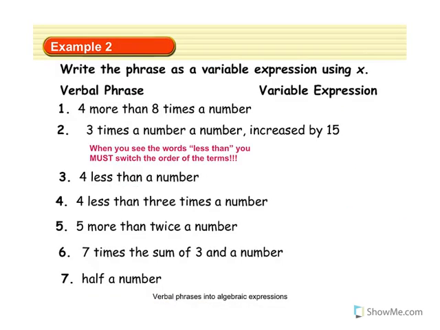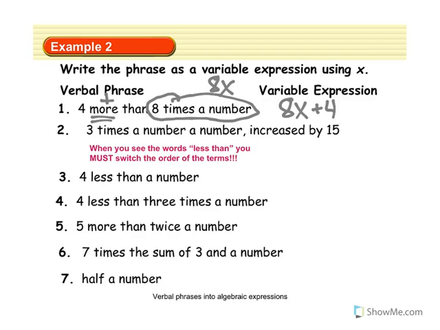All right, let's take a look at some that have multiple operations. The first one says 4 more than 8 times a number. So we're going to do this in pieces. How would I say 8 times a number? Well, 8 times a number is 8x. How would I say 4 more than that? Well, the word more implies I'm going to be using addition. So I need to take whatever 8x is, and I'm going to add 4 to it. So that should be the expression 8x plus 4.